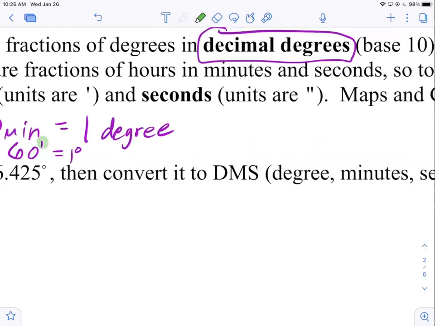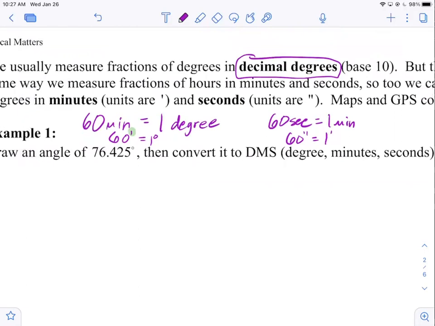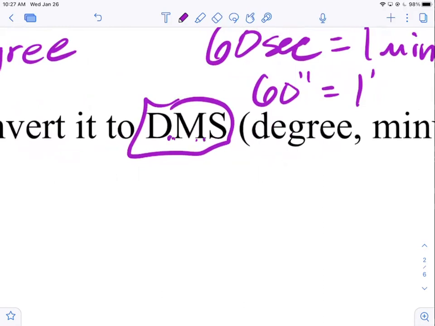And of course, then it's the same on the lower unit. We know that 60 seconds equals 1 minute, and we write it like this, 60 with a double tick mark equals 1 single tick mark. So like in carpentry, the double tick mark means inches. In wordsmithing, it's a quotation mark, and the single tick mark is a quote inside of a quotation mark. So we reuse symbols all the time, and that's why context is so important. All right. Now, when you write fractions of full degrees in minutes and seconds, we call it DMS notation. And it's an acronym, but again, we don't even need to put the periods behind it because we stylize it. DMS notation is degrees, minutes, seconds.